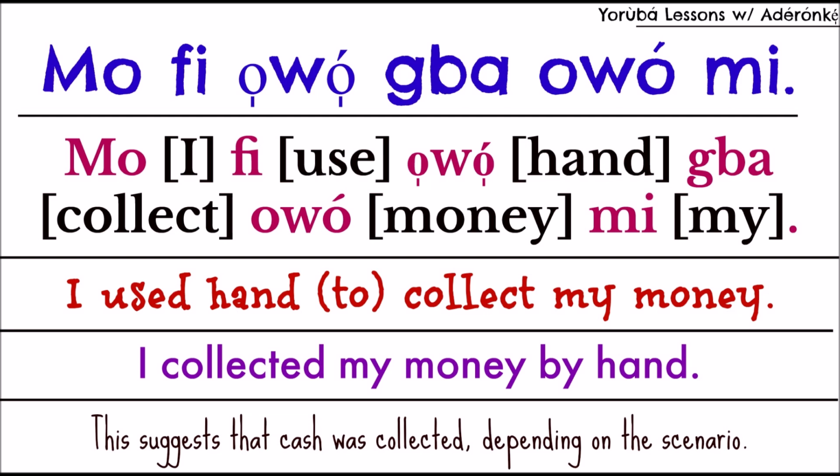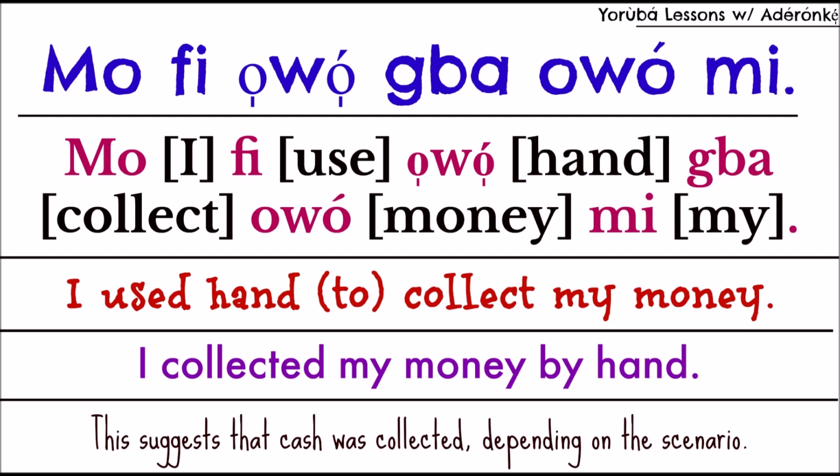Mo fi ọwọ́ gbá owó mi. I used hand to collect my money, is what it would be when you transliterate. When you put those words together to form a sentence, you can't say I use hand. So don't worry too much about, oh, well, you said fi is use, how come it's used now? Well, I'm just trying to align with the grammatical expectations in English. This has nothing to do with the Yoruba language itself, but you can't just say I use hand in English, so you have to make it make sense. That was why I changed certain words. So don't worry too much about it. Don't obsess over it. It's okay.